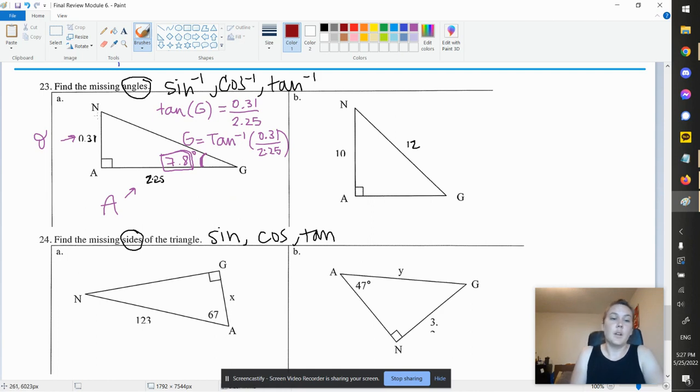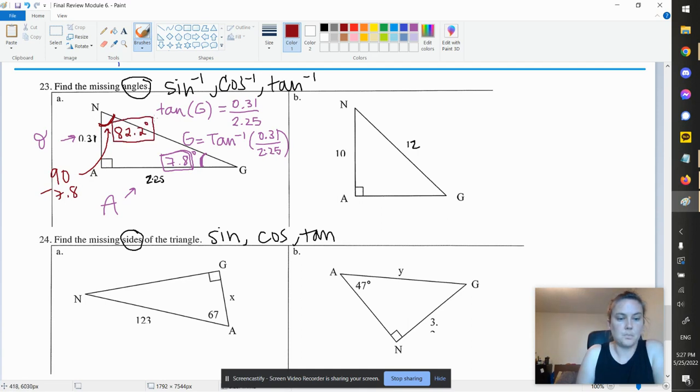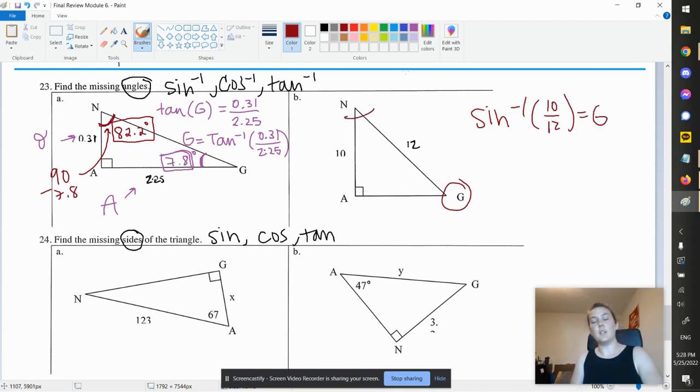All right. We can do the same thing for n. We can write a tangent equation, take the inverse, or we can know that these three angles need to add up to 180. So this must have been 90 minus 7.8, which makes this 82.2 degrees. Same thing here. I'll find G first by doing the sine inverse of 10 over 12 equals G, and then I'll find n by doing 90 minus whatever G was.